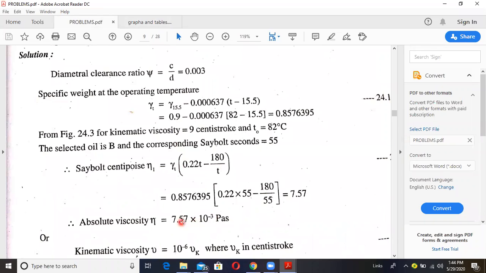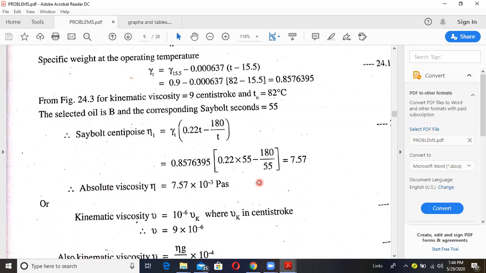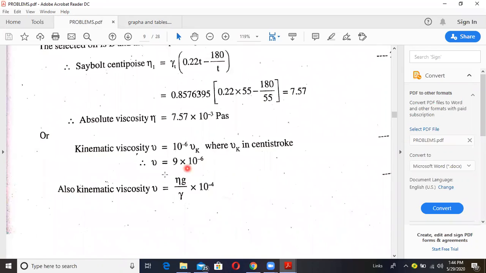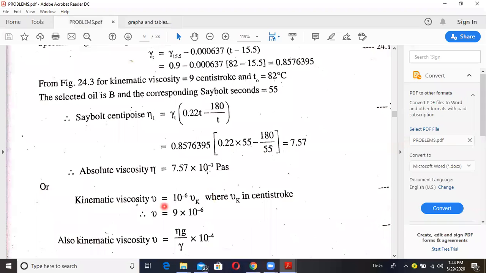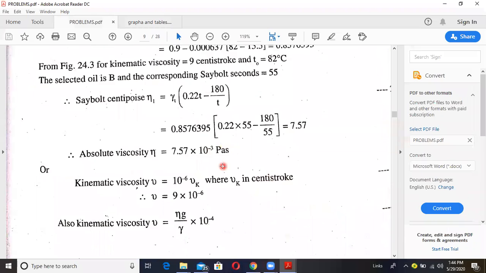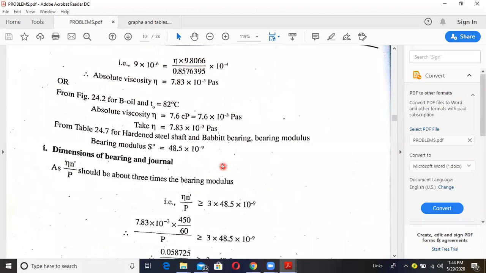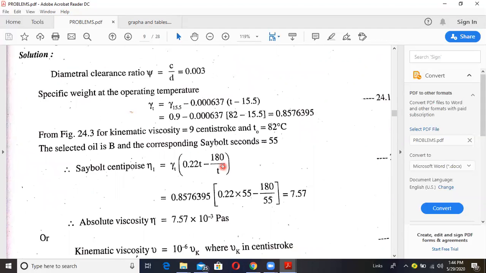This is one method of calculating the absolute viscosity. There are another two methods you can use. You can refer to any one method, but better go for this method to calculate the absolute viscosity. Now we got the absolute viscosity.